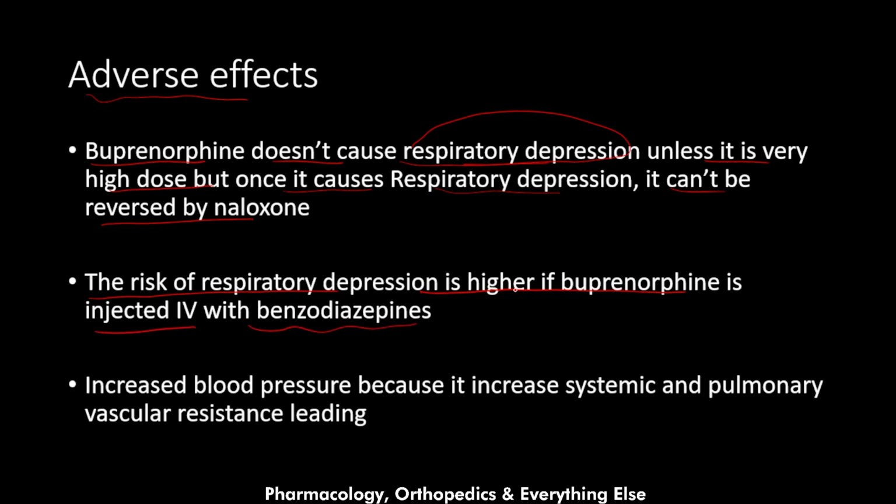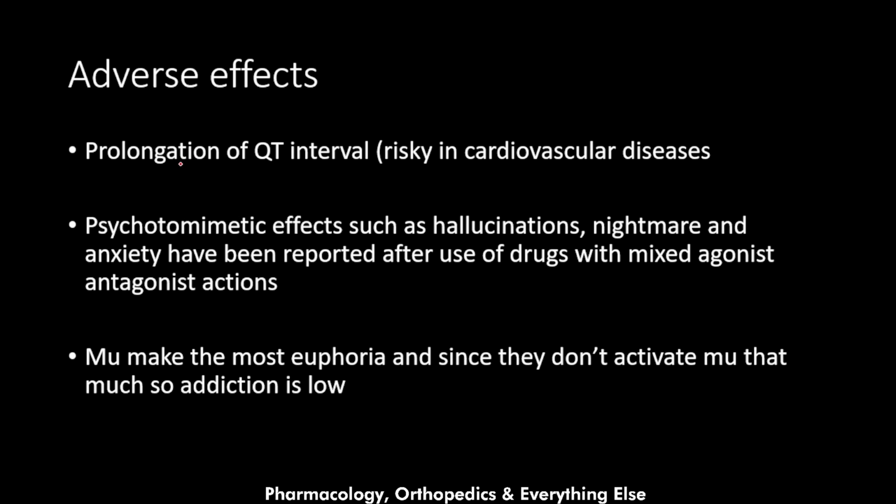And the risk of respiratory depression is higher if buprenorphine is injected intravenously with benzodiazepines. So if buprenorphine is used intravenously with benzos, the risk of respiratory depression gets higher. And it also leads to increased blood pressure because it increases the systemic and pulmonary vascular resistance. It also has effects on the heart. It leads to prolongation of the QT interval, and it is risky in cardiovascular disease because it may lead to torsades de pointes arrhythmia.